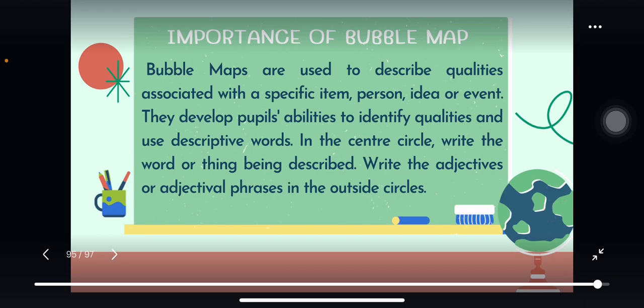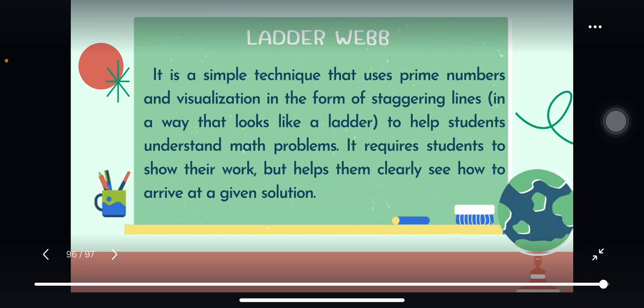So for example, the issue would be climate change. In the center, you will just write climate change, and then on the outside you will provide bubbles. After that, you can provide what climate change is, what the effects are, or what affects climate change, and so on.